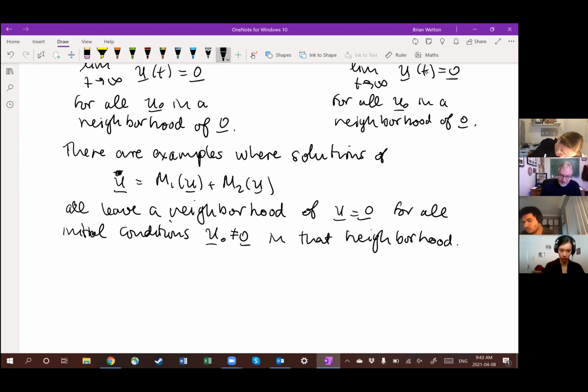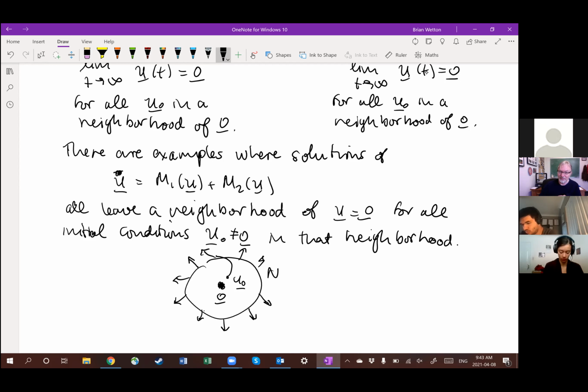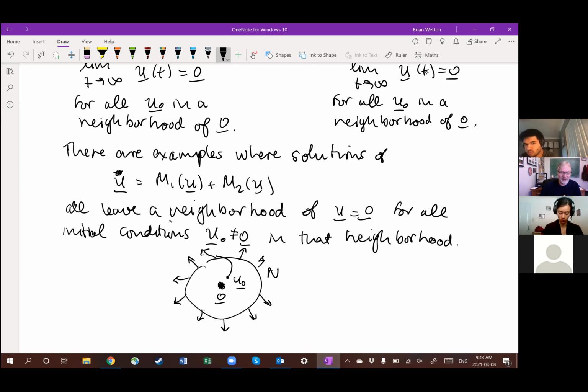And if I wanted to draw a 2D picture, here's my neighborhood, and here's the origin. I exclude this because if I start on the origin, I know I just sit there, even though it's unstable. Any place I start here, the solution has to leave. If you were going to draw the phase plane, all of the arrows would be pointing outwards from this neighborhood, which is pretty interesting considering that the things that you used to put this together all have the property that the arrows are all pointed inwards. So how does that go?